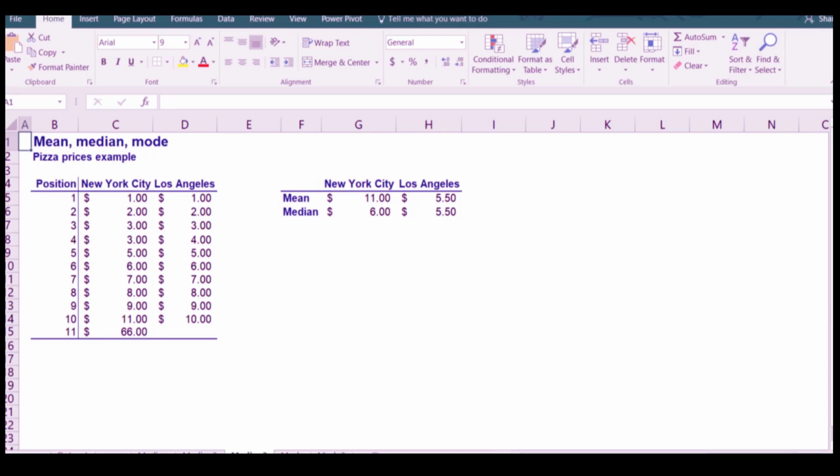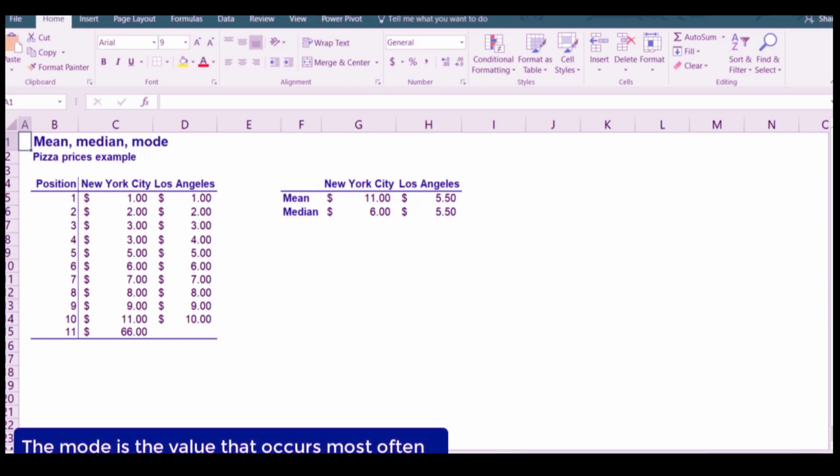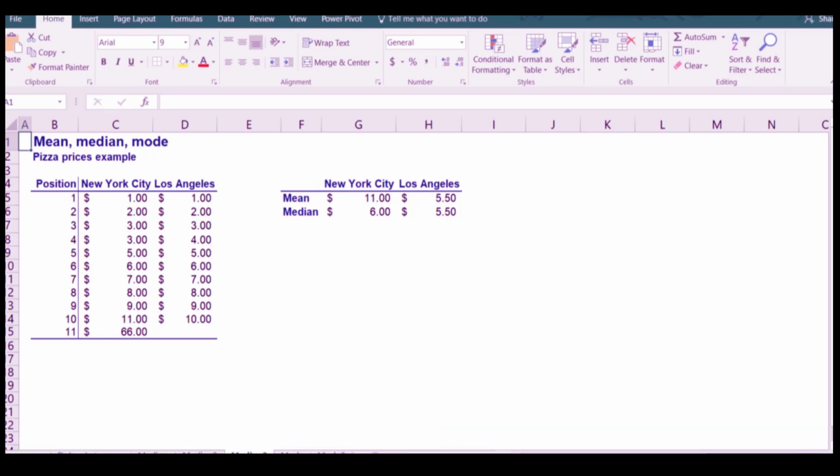We must introduce another measure, the mode. The mode is the value that occurs most often. It can be used for both numerical and categorical data, but we will stick to our numerical example. After counting the frequencies of each value, we find that the mode of New York pizza prices is $3. Now, that's interesting. The most common price of pizza in NYC is just $3, but the mean and median led us to believe it was much more expensive.